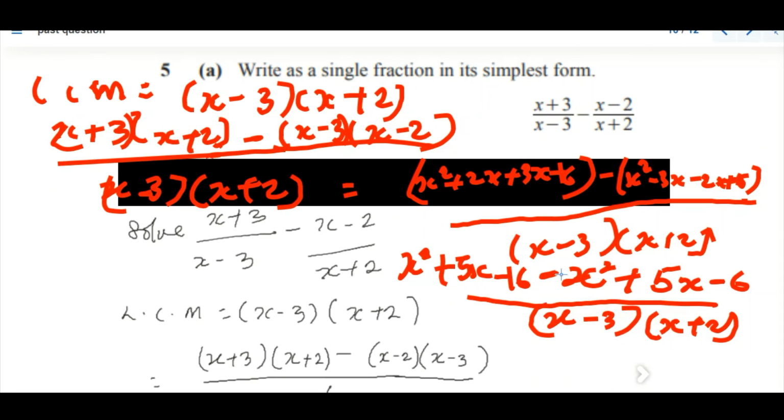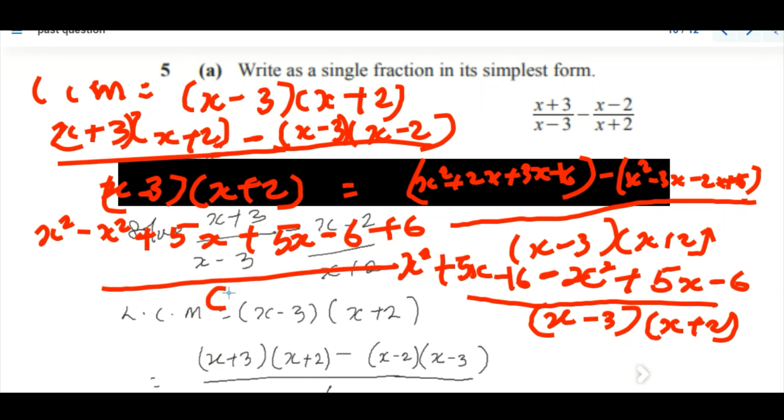So we have to collect the like terms. We are collecting the like terms here. Bring x squared together, 5x and 5x together, 6 and minus 6 together. So we can now have x squared minus x squared plus 5x plus 5x minus 6 plus 6, everything over the LCM, which is x minus 3, x plus 2.